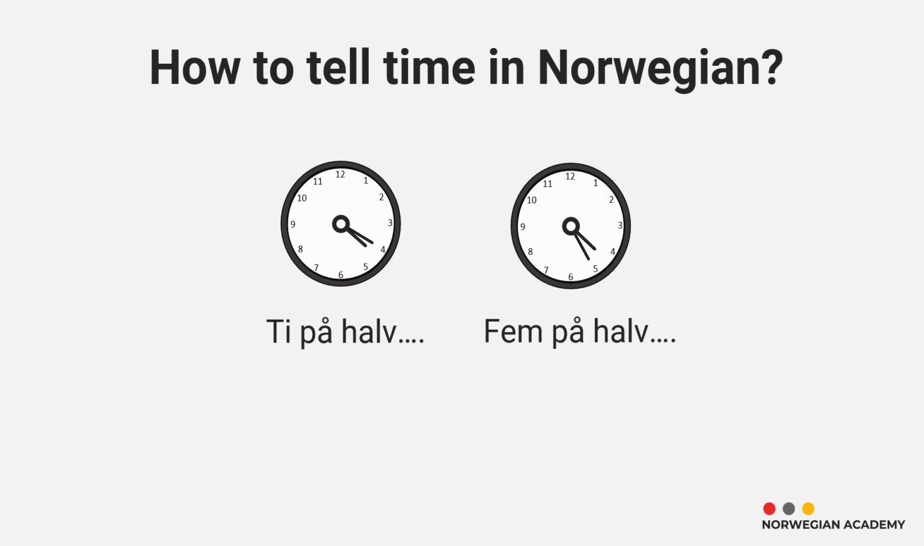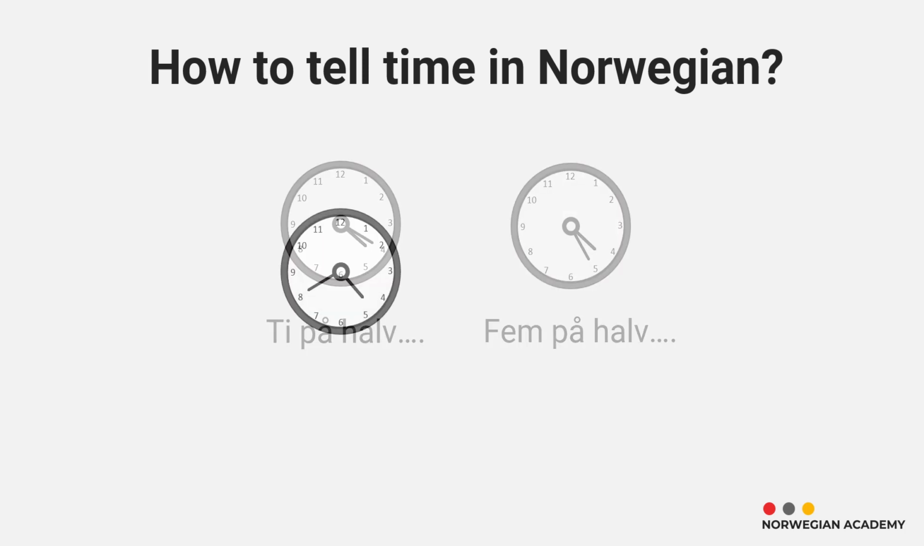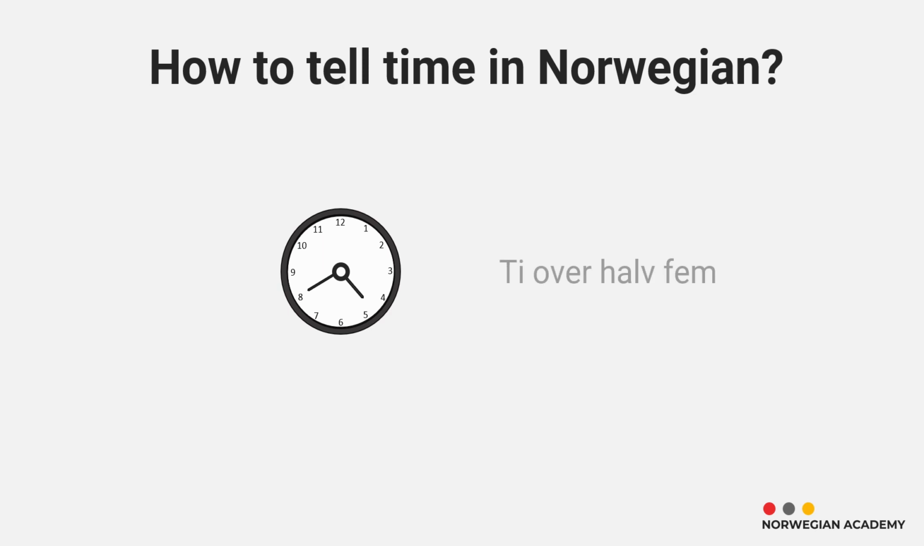How to say 20 or 25 to? Take a look at the following example. 20 to 5, 5:10. 25 to 5, 5:05. So to say 20, 25 to, we have to say 10 past half or 5 past half.